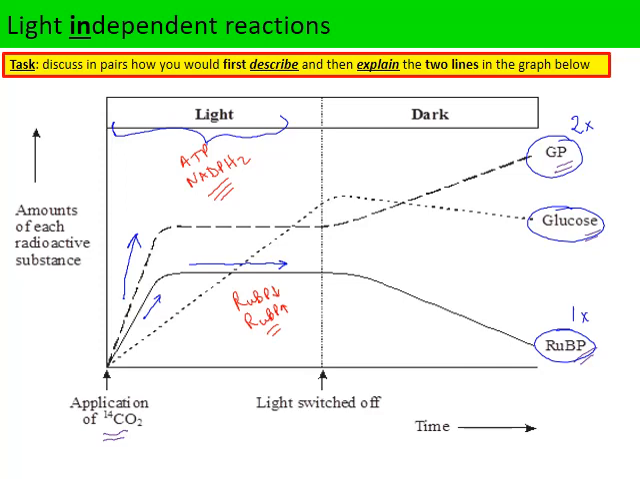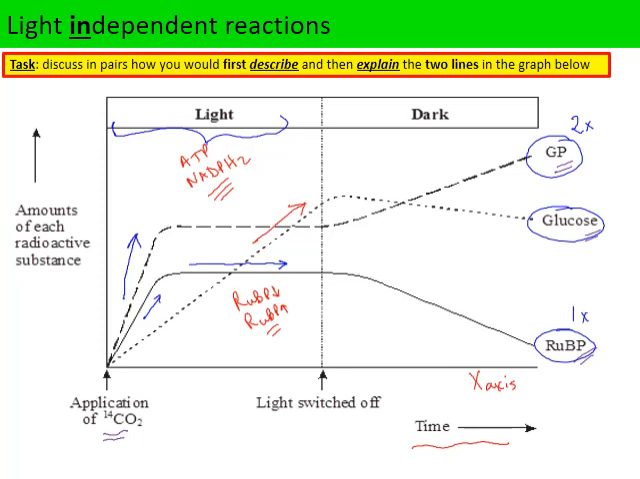Now, we know in the light the triose phosphate is used to generate glucose. So we see over time, which is the x-axis along the bottom, over time, the glucose being made starts to increase in the light because more and more triose phosphate is being made, therefore more and more glucose is being made. So the glucose, we can see here, the dotted line goes up in the light.